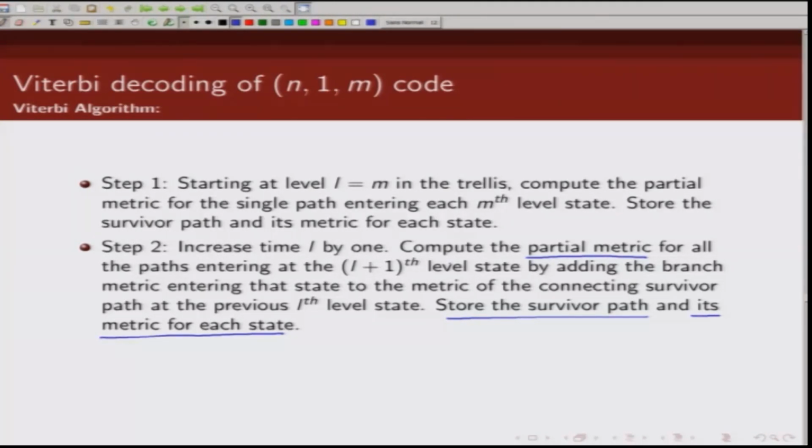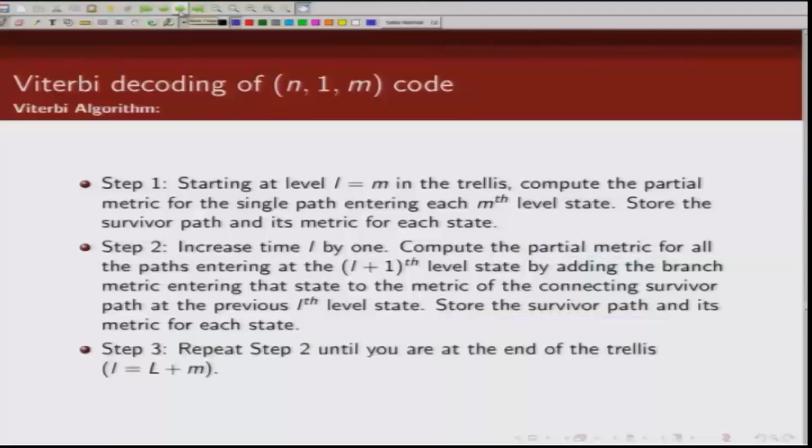And how do you compute the partial metric at time L plus 1, given that you know the path metric at time L? What we do is we add the branch metric value to whatever is the partial path metric at that particular state at time L, and that is how we compute the path metric at time L plus 1. Now, this will be clear when we illustrate this with an example immediately after this. And we repeat this process until we reach the end of the trellis diagram.